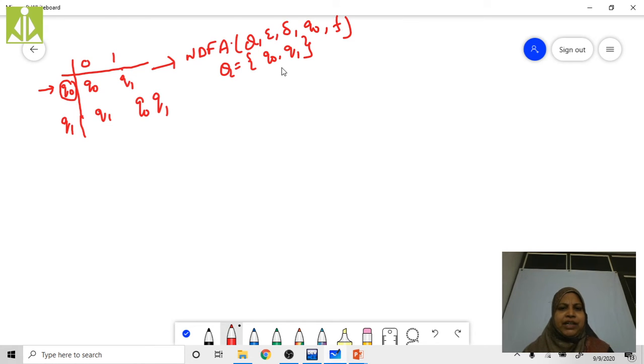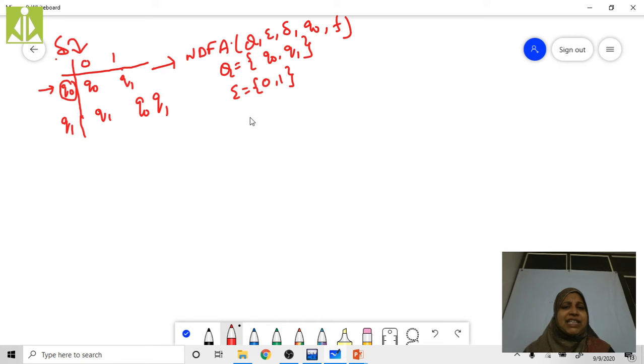Right? What is Q here? Q0, comma Q1. What is my sigma? My sigma is 0, comma 1. Input is there, 0, comma 1. What is my delta? This is my delta. Right? This is my delta.